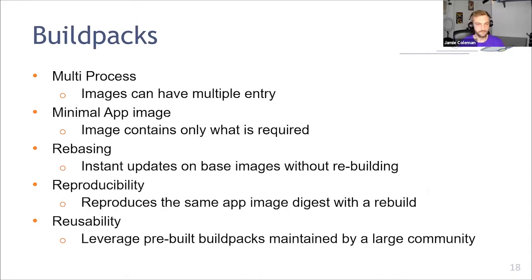And there's multi-process, so images can have multiple entry points, and minimal app images, so you can make them as small as possible, because again, we want them to be efficient. You can apply instant updates on the base image, so your OS, etc., without having to rebuild it, which is good. You can reproduce the same app image every time, and there's reusability, so you can leverage pre-built build packs maintained by a large community. So, for example, for Open Liberty, the build pack there is maintained by the development team in IBM.